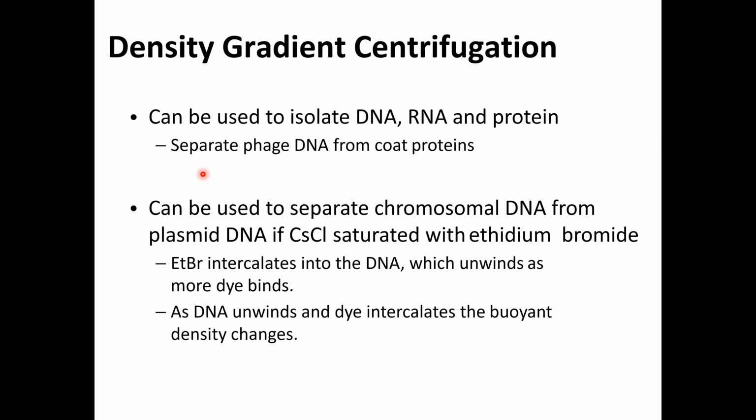It is also commonly used to separate chromosomal DNA from plasmid DNA if the cesium chloride is saturated with the addition of EtBr, or ethidium bromide. This EtBr helps to intercalate into the DNA, which unwinds as more dye is bound. As the DNA unwinds and the dye intercalates, the buoyant density changes.